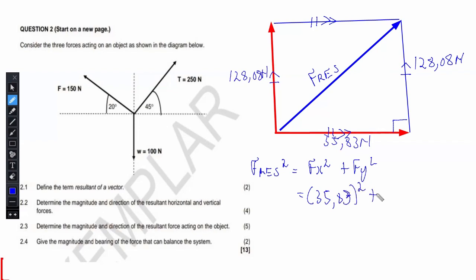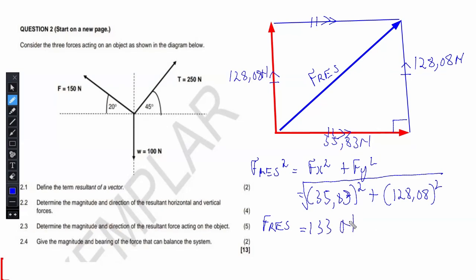And then square that plus the fy, that's 128.08 squared, right? And then obviously when you want this, you have to put it all inside the brackets so that you are left with the resultant force. When you punch all that into your calculator, this is supposed to give you 133 newtons. Right, so 133 newtons.